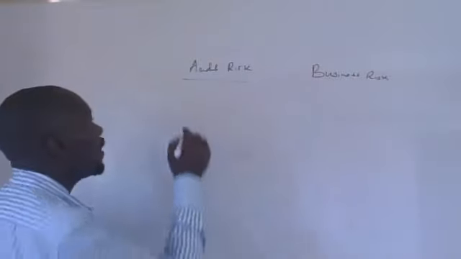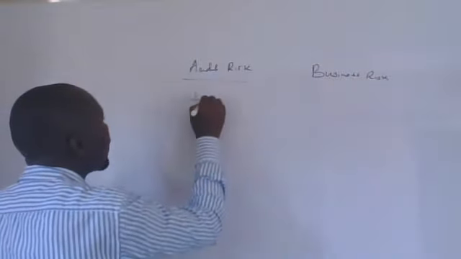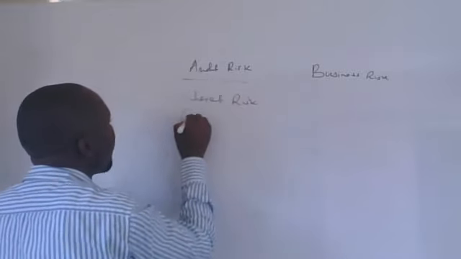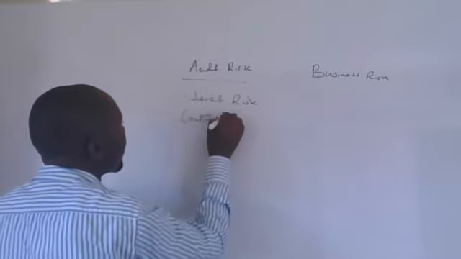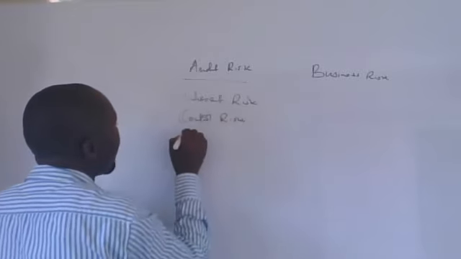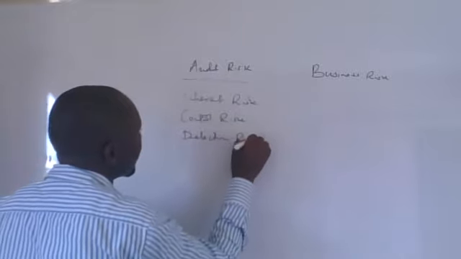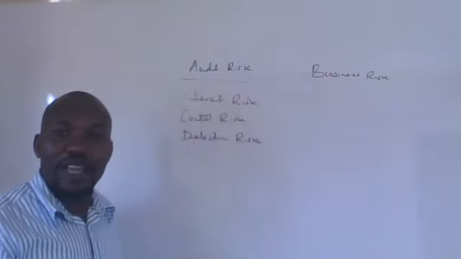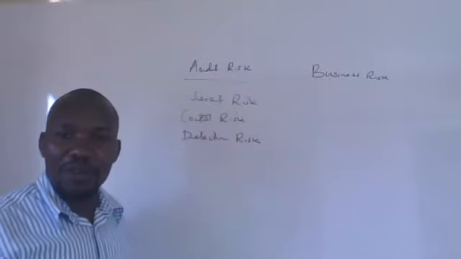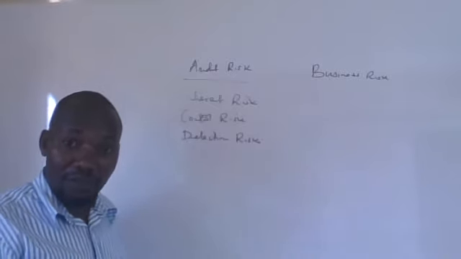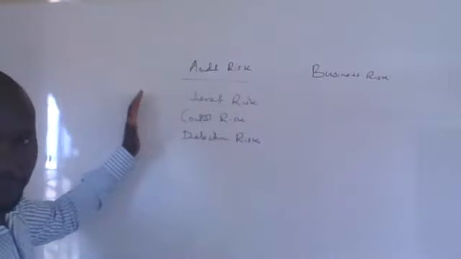The first one is called inherent risk. The second, we have one that is called control risk. And then we have detection risk. Those are the elements or examples or types of audit risk. I don't know what else they can use as a term, but once you hear audit risk, think about these 3.